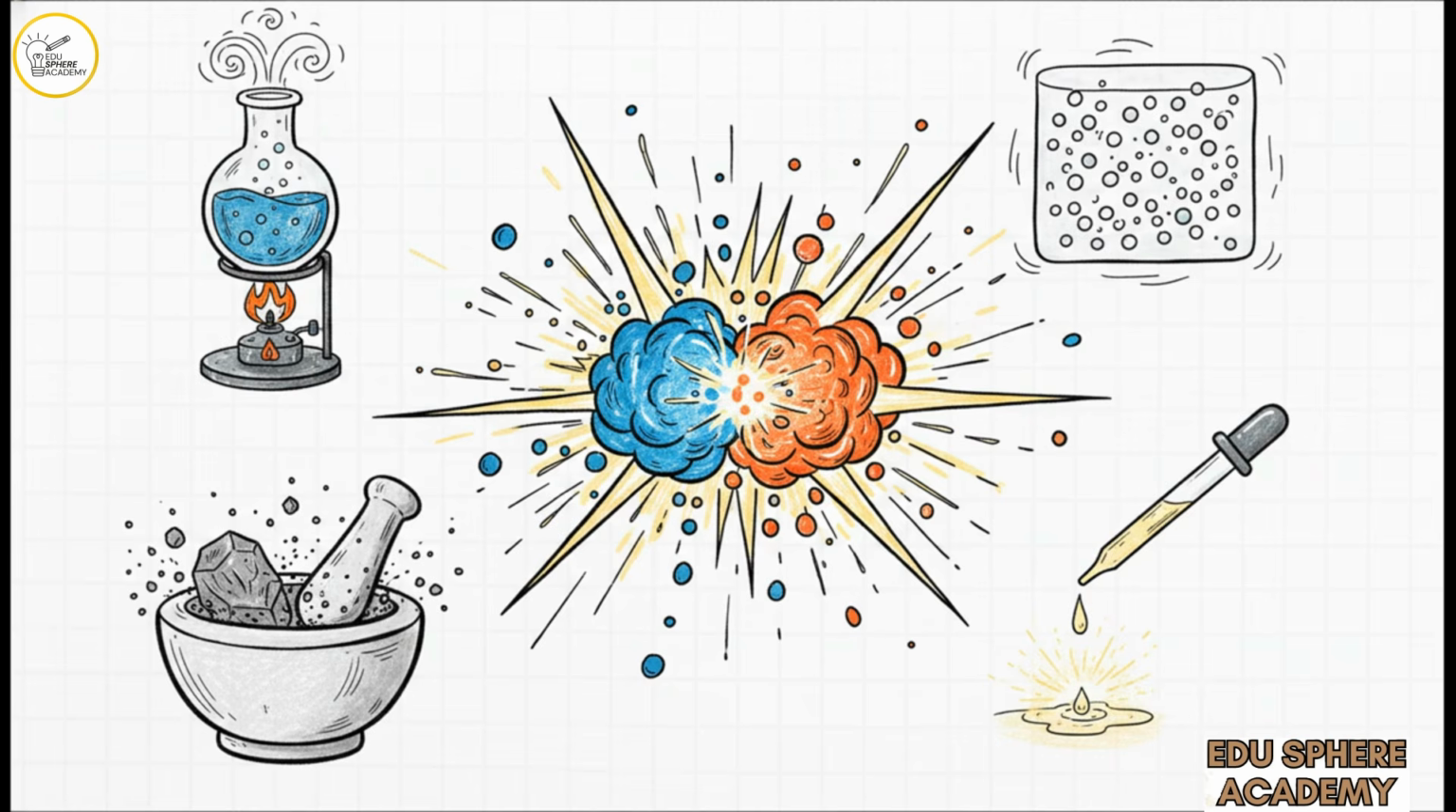You can increase the concentration or pressure to crowd them closer together. You can increase the surface area, say by crushing a solid into a fine powder. Or you can just drop in a catalyst to lower the energy barrier entirely.